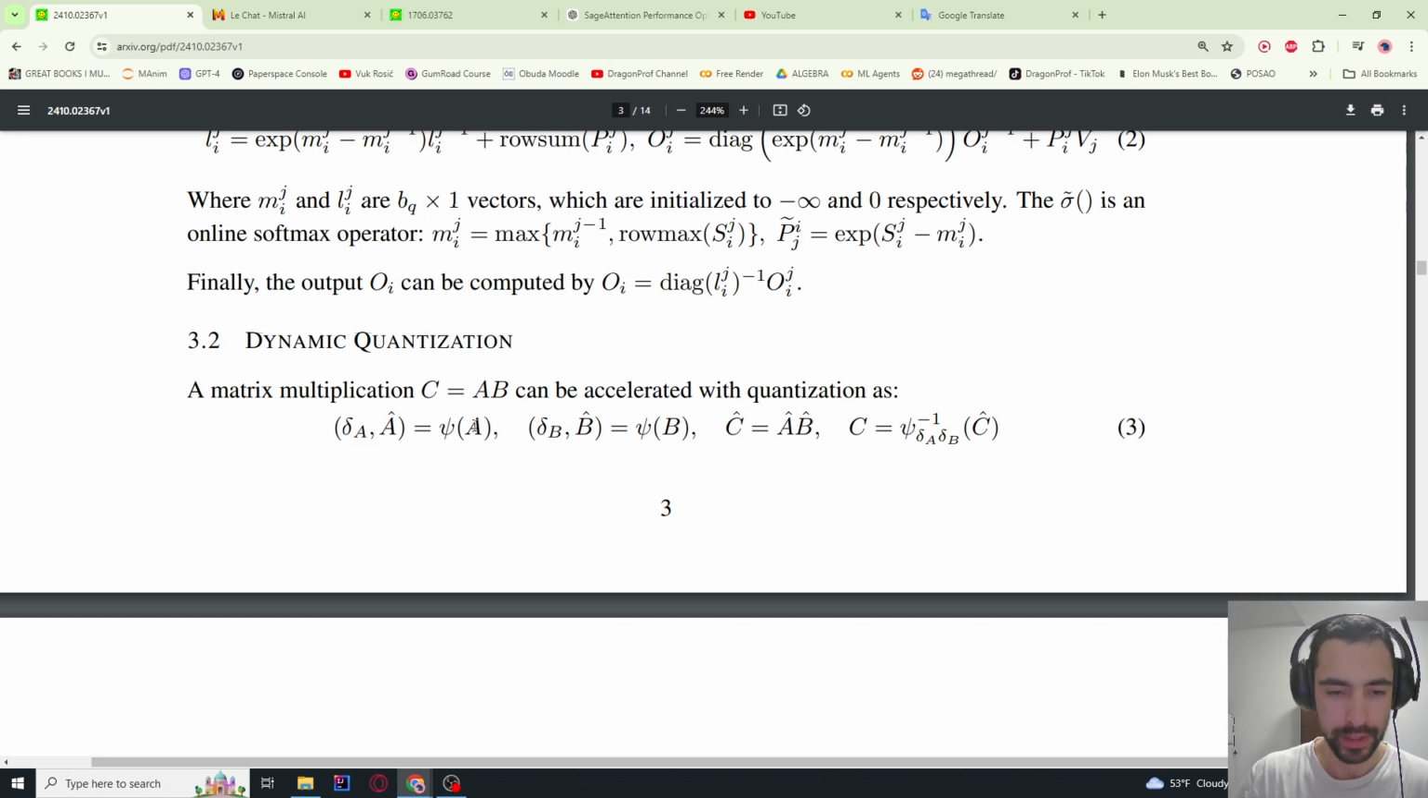For example, we see that we convert this into a smaller precision matrix, and then matrix B we convert into a smaller precision as well. Then we multiply those two smaller precision matrices to get the C small precision matrix. And then we use the same psi function, just inverse, and with these two scaling factors to convert it back into the high precision matrix.